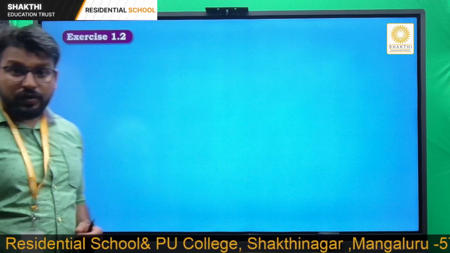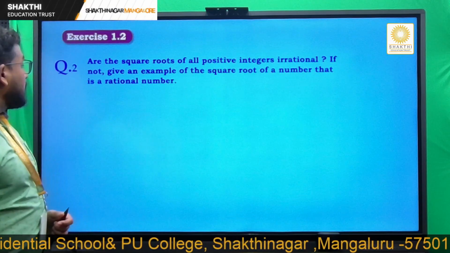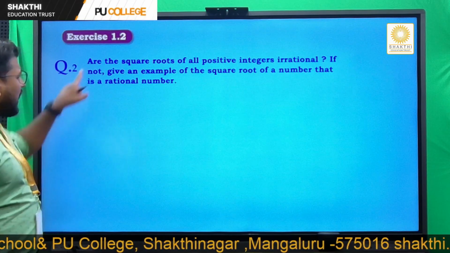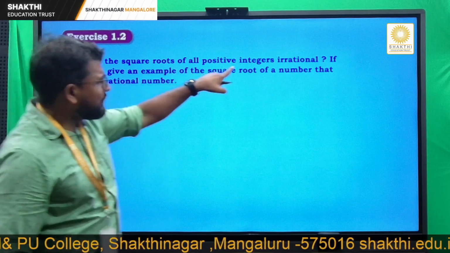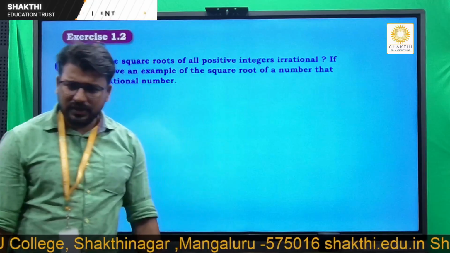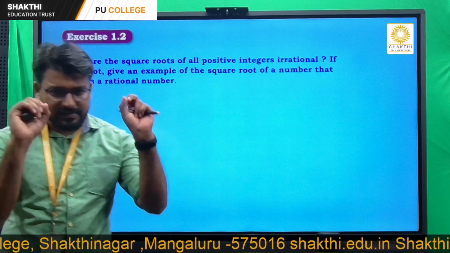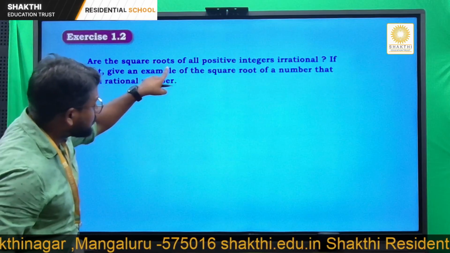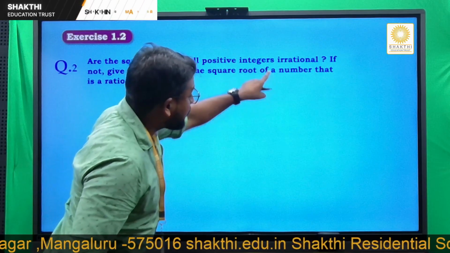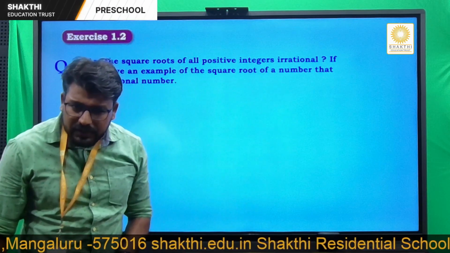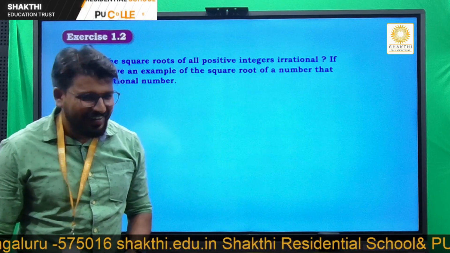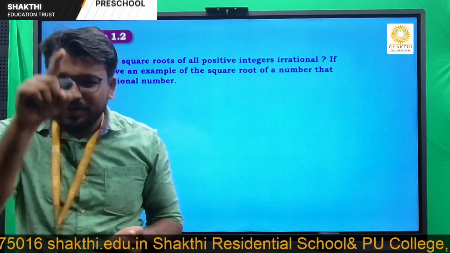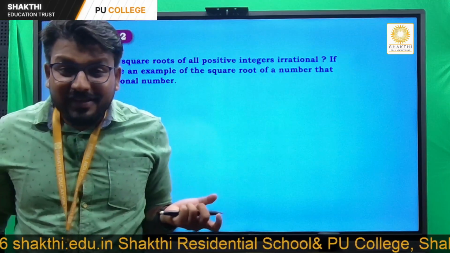Again, exercise 1.2 itself. Let's read the question carefully. Are the square roots of all positive integers irrational? Let us read the question again. Are the square roots of all positive integers irrational? No way at all, because if I take the square root of 4, my answer is 2.